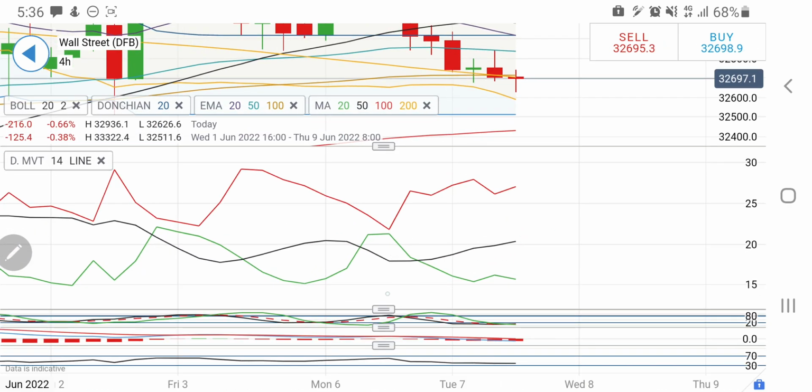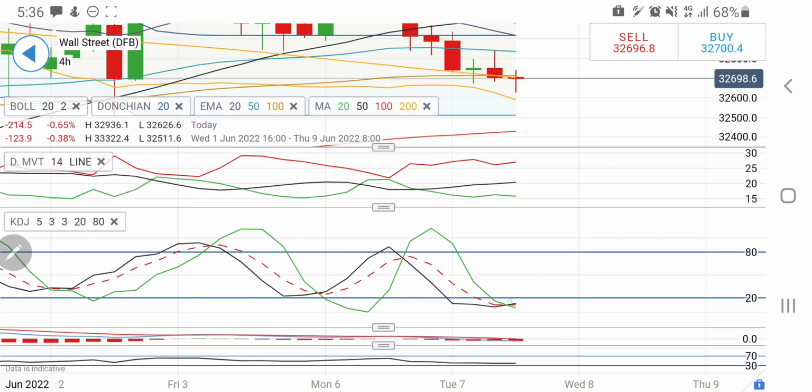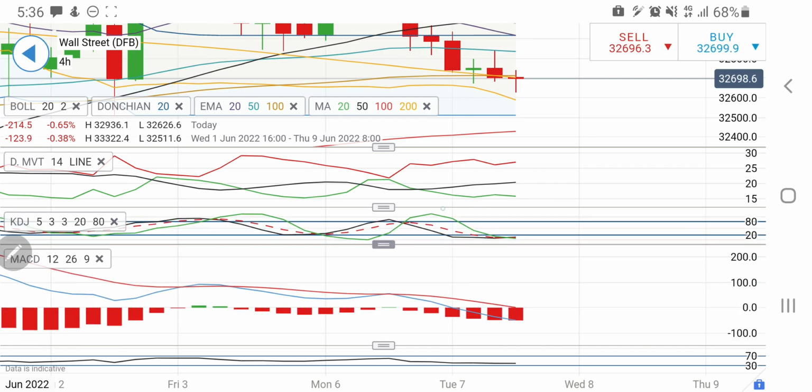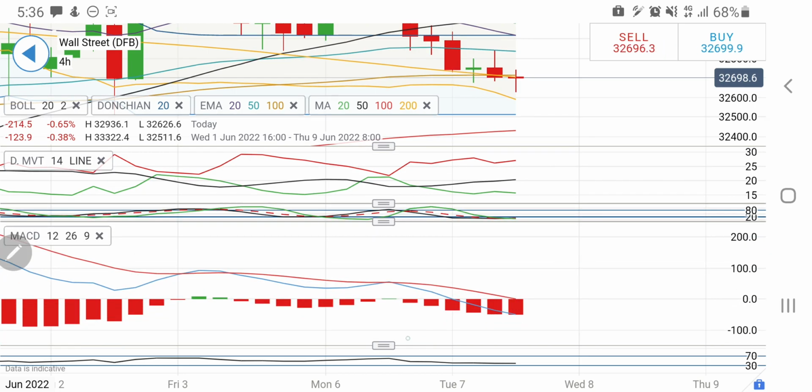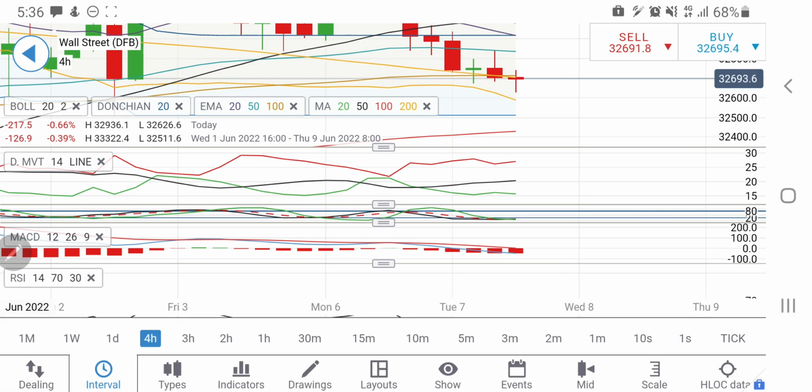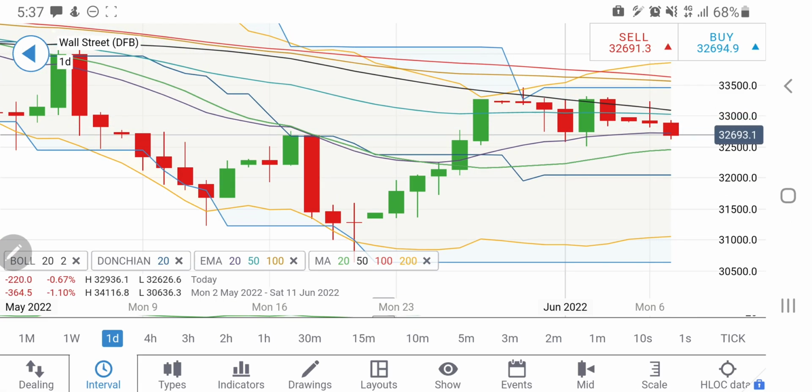Directional movement is bearish here. Stochastic is oversold. It can try to show you a bounce back. The MACD is wide divergent and bearish. The RSI is trading flat near the bottom there. And now look at the daily charts.